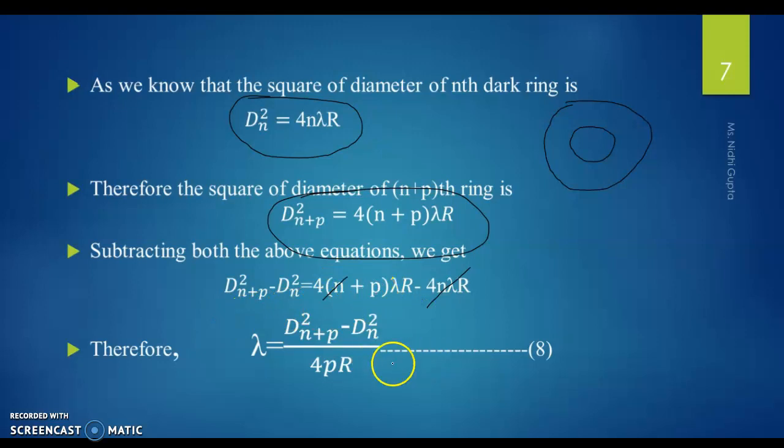Here p is the difference between the rings. Suppose we take this ring as the second ring and this ring as the sixth ring. So p will be 6 minus 2, which is 4. So lambda can be measured using this formula in the laboratory. In the lab we have to measure only the difference of the squares of the diameters, and the radius of curvature can be measured using the spherometer, a device by which we can find the radius of curvature of a plano-convex lens. So using these data we can find the wavelength lambda.